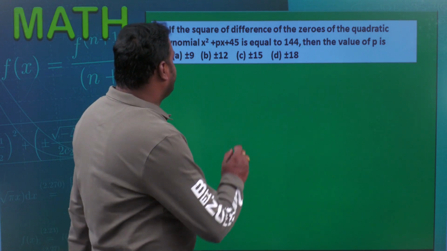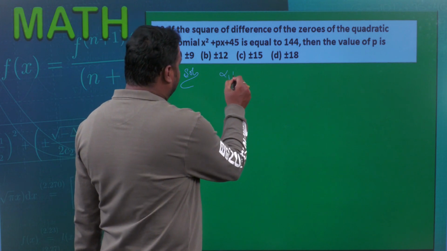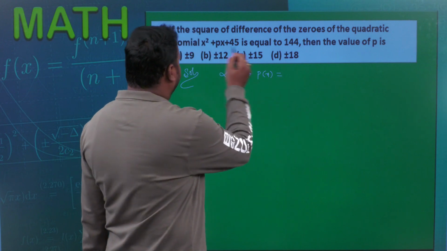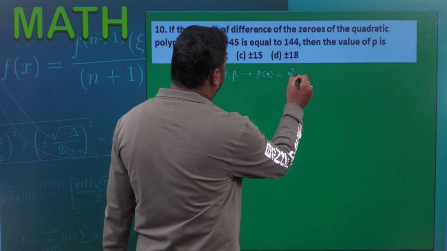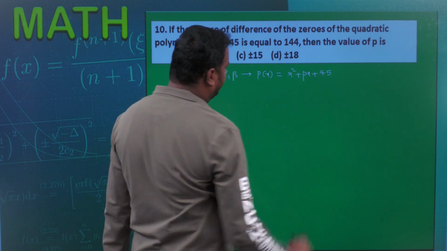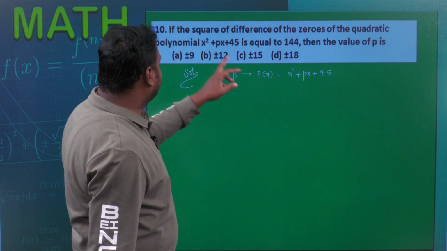For example, alpha, comma, beta are zeros of the polynomial. What is that polynomial? P of x is equal to, I am going to write the polynomial, x square plus px plus 45. Okay. Alpha comma beta are zeros of this polynomial. But what is the information given?